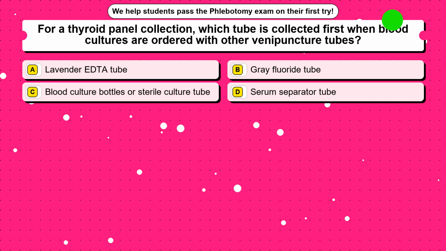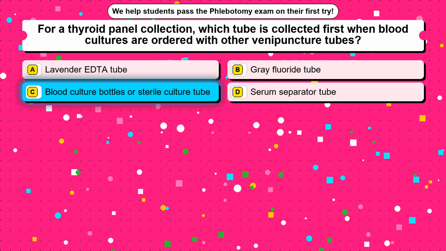Question 9. For a thyroid panel collection, which tube is collected first when blood cultures are ordered with other venipuncture tubes? Option A. Lavender EDTA tube. Option B. Gray fluoride tube. Option C. Blood culture bottles or sterile culture tube. Option D. Serum separator tube.